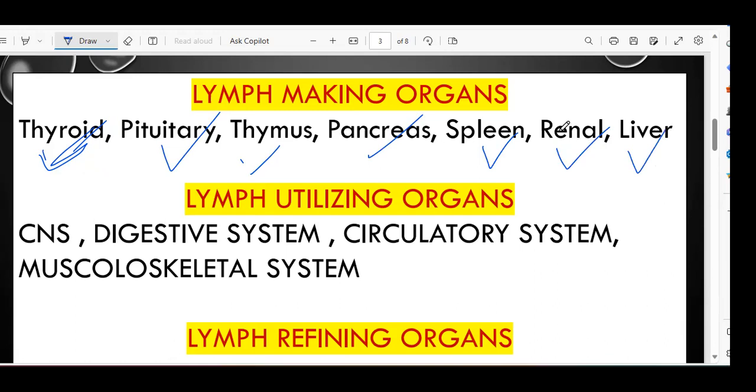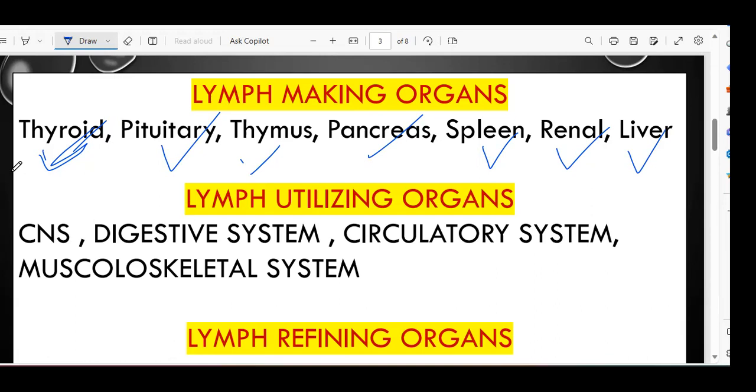So everyone is making lymph. How do we know that thyroid is, what is thyroid? Sorry, I will explain the sequence in coming classes. This sequence is not there, that is helpful. So we'll know about those sequences in coming classes. So thyroid is making thyroid hormones.